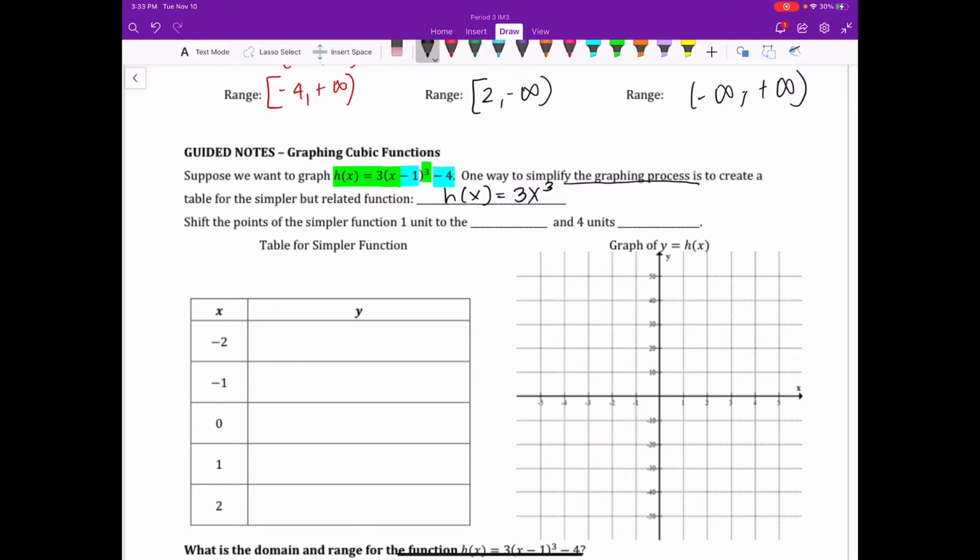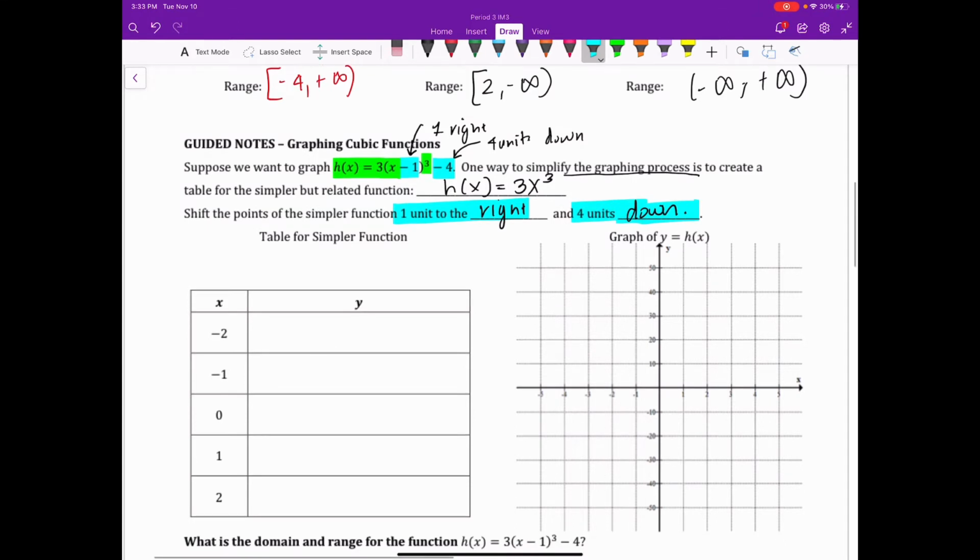for the function. And so I'm going to move it 1 unit to the, this right here is telling me 1 unit to the right. So 1 unit to the right. And 4 units, this is telling me 4 units down. So 4 units down. So that's coming from h and k.